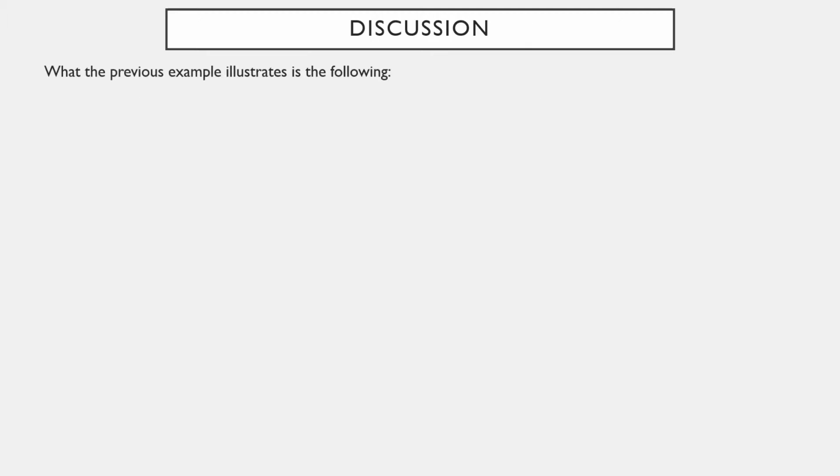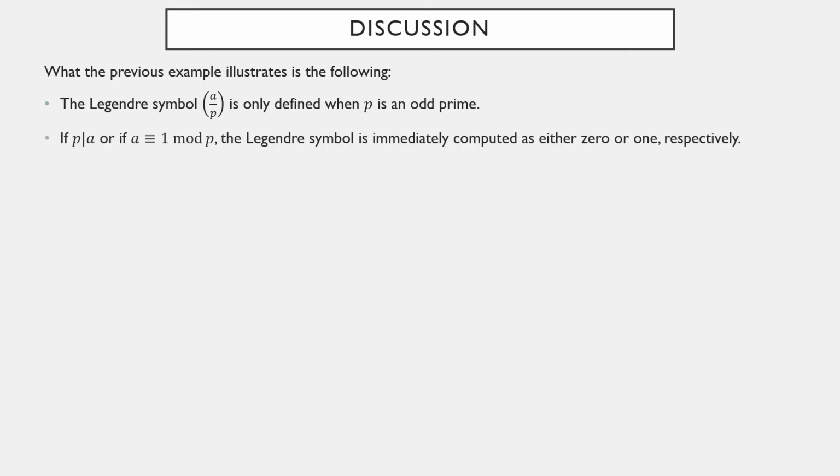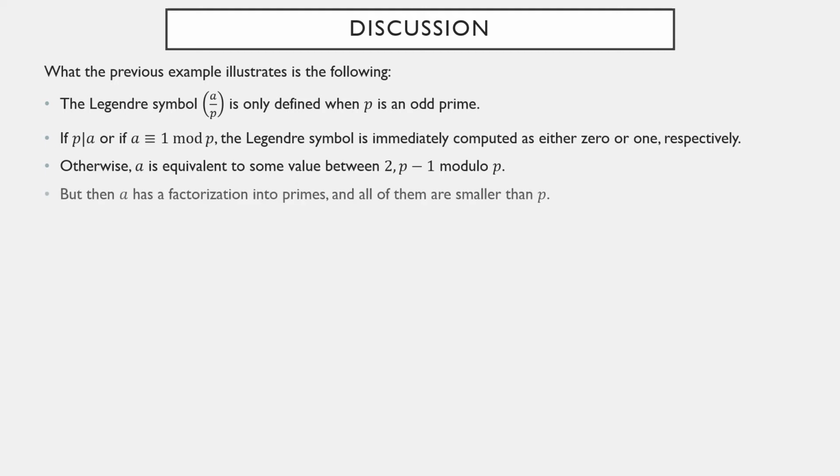So what did we really go through in the previous example? The Legendre symbol is only defined when P is an odd prime, so never stick a 2 in the bottom argument there. If P is a factor of A, or if A is equivalent to 1 modulo P, we can immediately say the Legendre symbol is 0 or it's 1. Otherwise, A is equivalent to some value between 2 and P minus 1. That top argument, since we're talking about things modulo P, can be reduced modulo P. So it's either 0 or 1 or something between 2 and P minus 1.